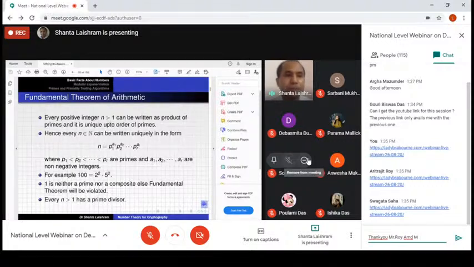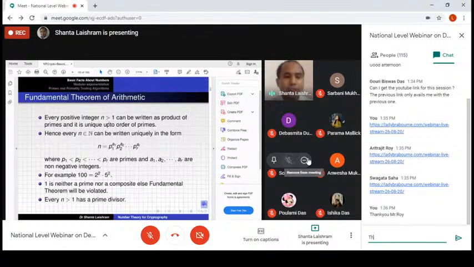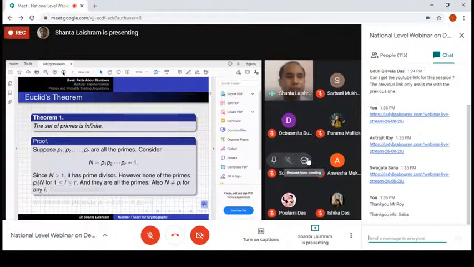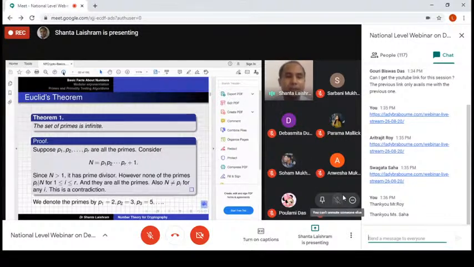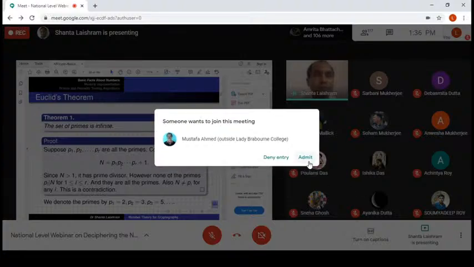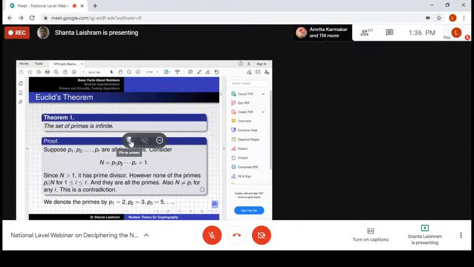And one takeaway from the fundamental theorem of arithmetic is that every integer bigger than 1 has a prime divisor. And that is the basis of the infinitude of primes, which is Euclid's theorem. This is a proof by contradiction, which all of you are familiar with. It is one of the first proofs in mathematics, and one of the most beautiful proofs in mathematics.